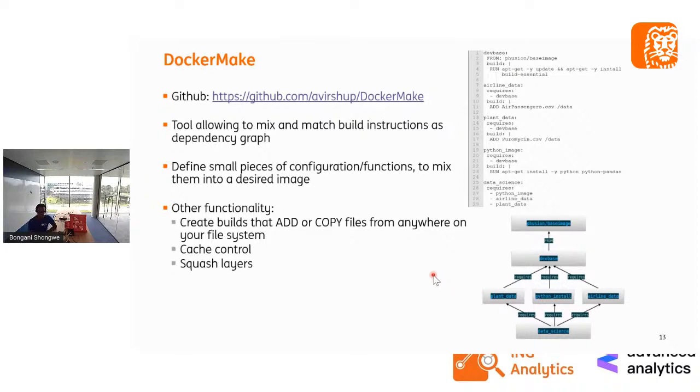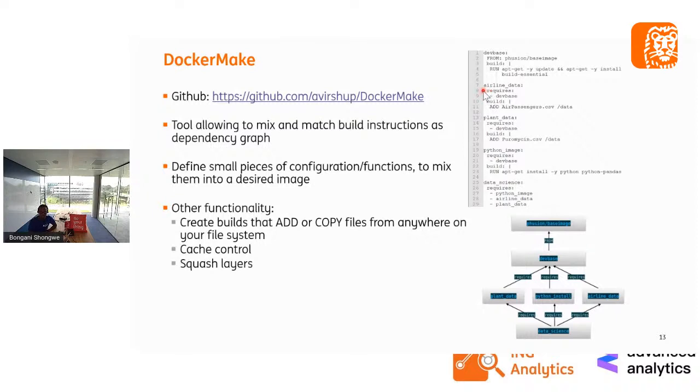So with Docker Make, you can mix and match different sets of build instructions as a dependency graph to create maintainable and extensible stacks of Docker images. So for example, here on the right, once we adopted Docker Make, you'd create a YAML file. And you can see here, we'd have the base image, taken from this Fusion base image, and we'd call it dev base. And you'd have all these other images.